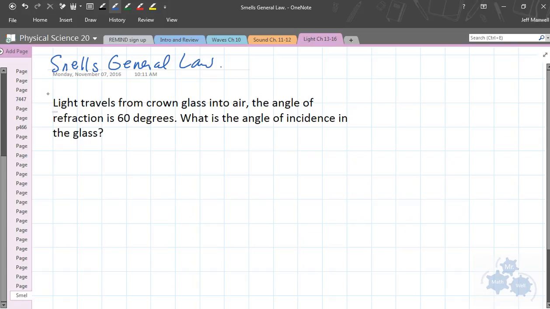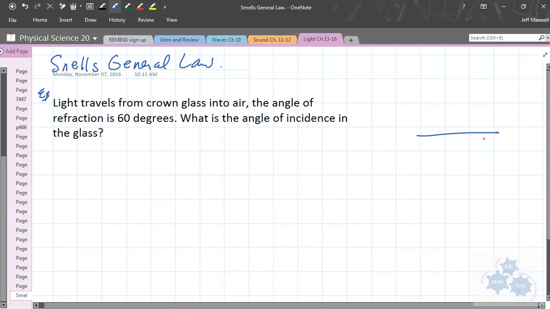All right. So for this example, this says light travels from crown glass into air. The angle of refraction is 60 degrees. What was the angle of incidence in the glass? So here we have air. Okay. So we're traveling from the glass into air. So I just want to pause. I'm going to do a little sketch here first.